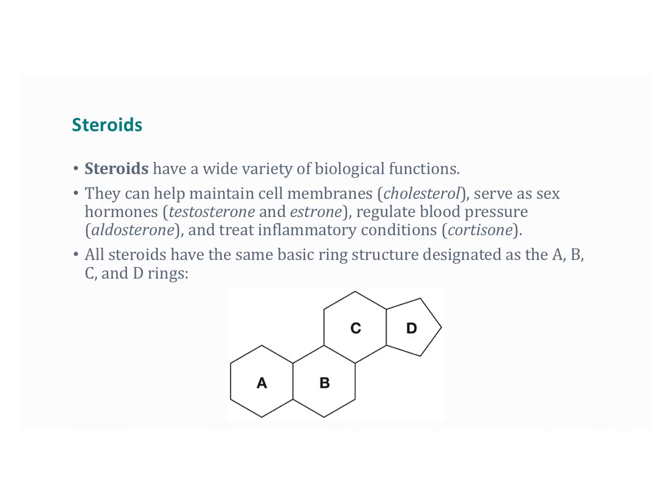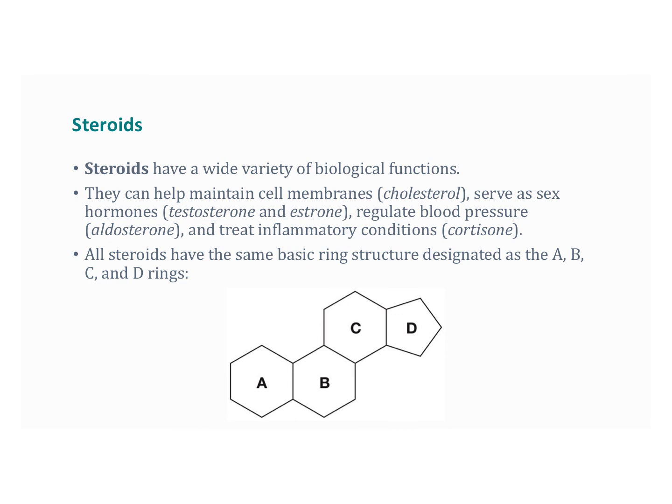Let's talk about steroids too. Steroids have a wide variety of biological functions. They include some common things we've heard of before, like cholesterol. They serve as sex hormones, testosterone and estrogen. They regulate blood pressure, and they treat inflammatory conditions through cortisone. You can identify a steroid because it's going to have the same basic ring structure: three cyclohexane rings in this exact formation, A, B, and C, and then a cyclopentane ring here in D. That's the exact same formation.